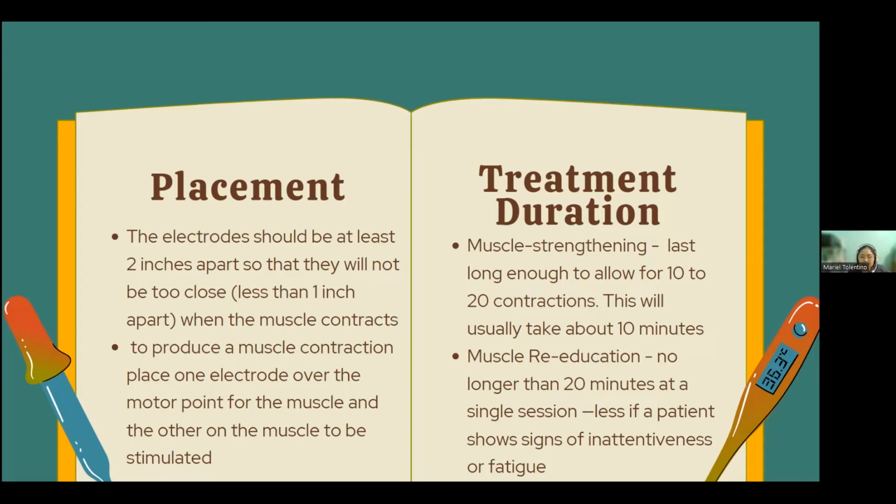For the treatment duration, it depends. For muscle strengthening, it is generally recommended that treatment last long enough to allow for 10 to 20 contractions. This will usually take about 10 minutes. For muscle reeducation, it is no longer than 20 minutes at a single session, less if a patient shows signs of inattentiveness or fatigue.